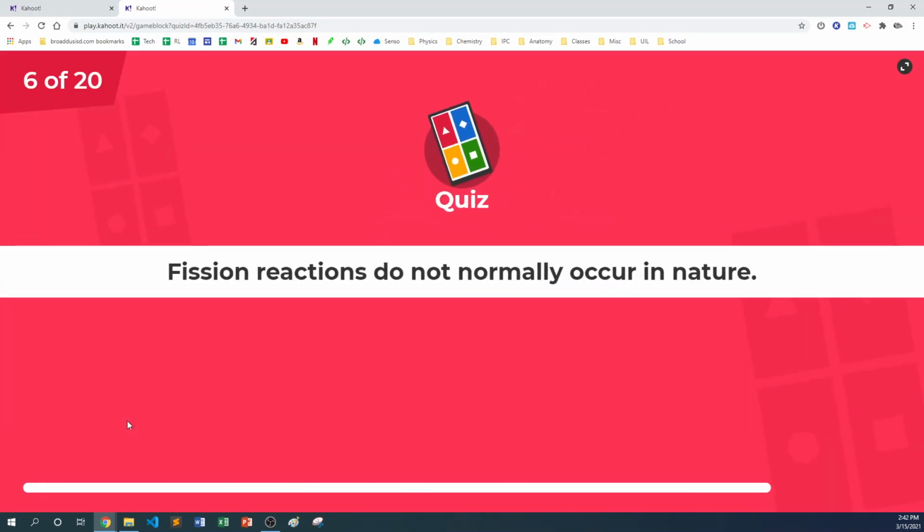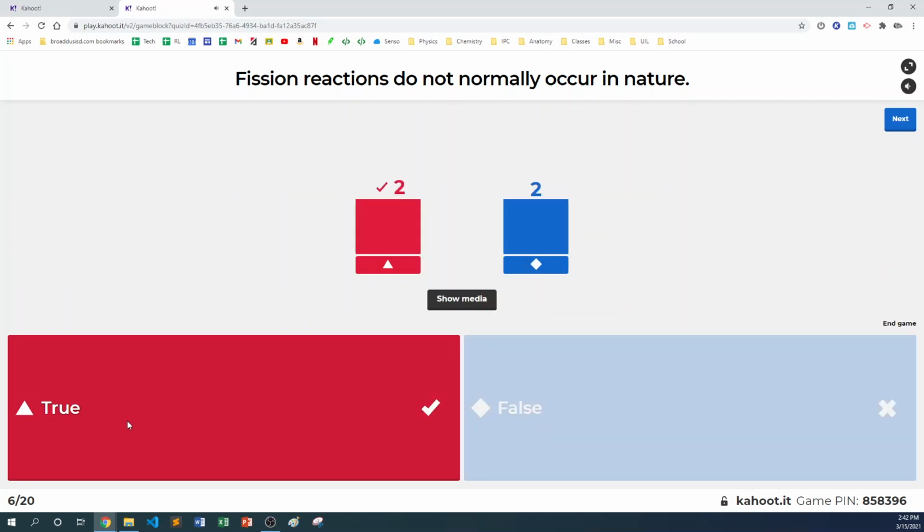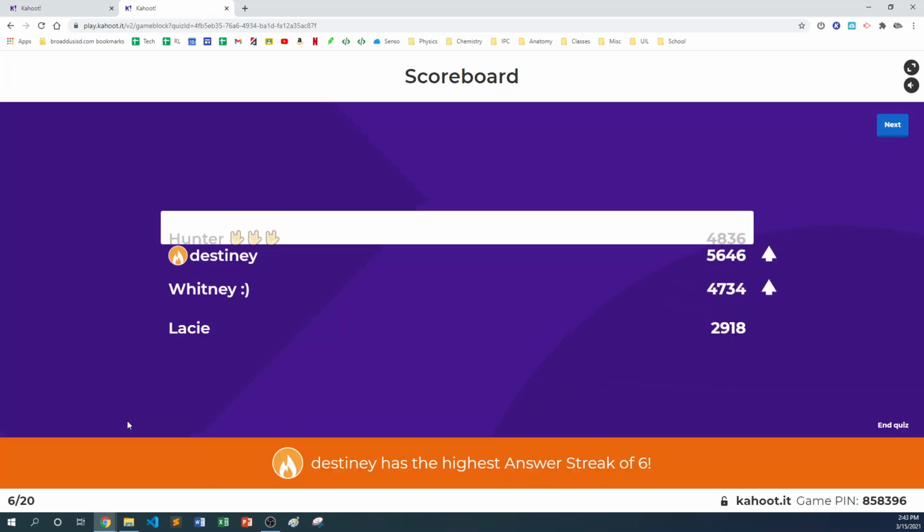Fission reactions do not normally occur. Put true. This is wrong. Oh my goodness, I was so confused. He's like, put true, and I was like, false. Who put false? He just said put true. So I think it should say fission reactions do normally occur in nature. They do normally occur in nature. Most radioactivity, remember that?